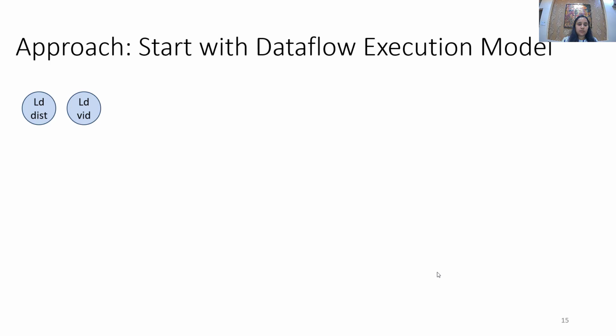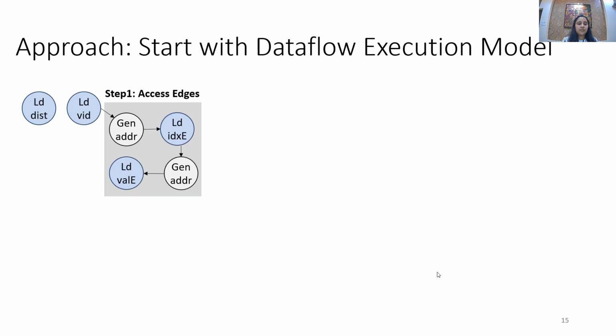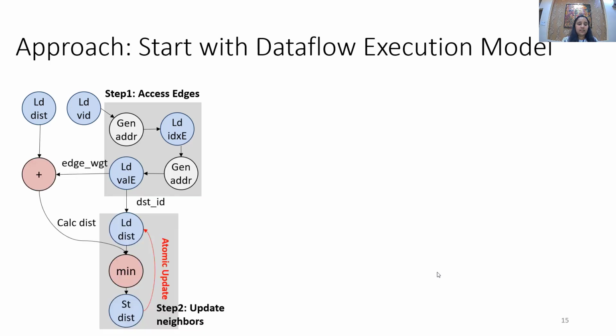For the shortest path algorithm, here we have two memory nodes to load the active vertices and their current distances. Then we will perform the first step to access its outgoing edges. Then the destination vertices are atomically updated.